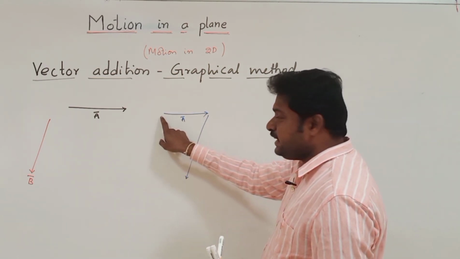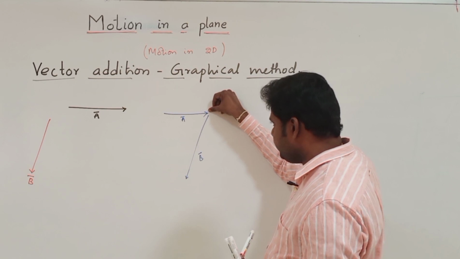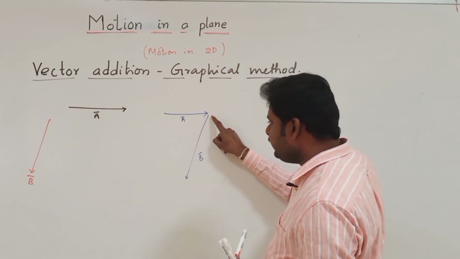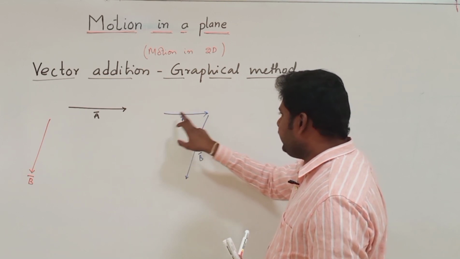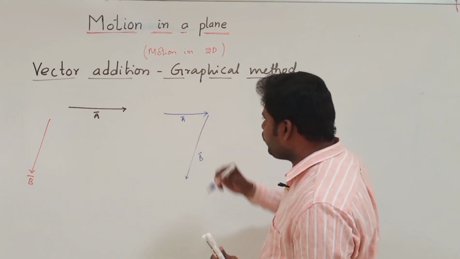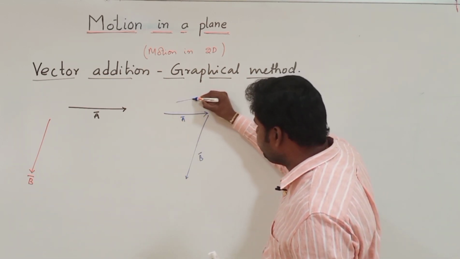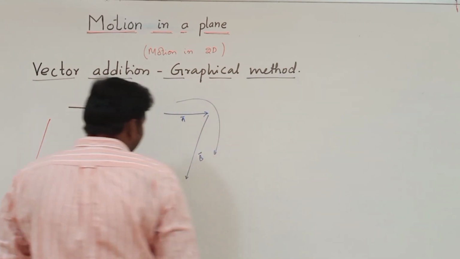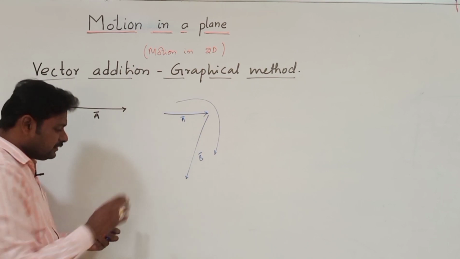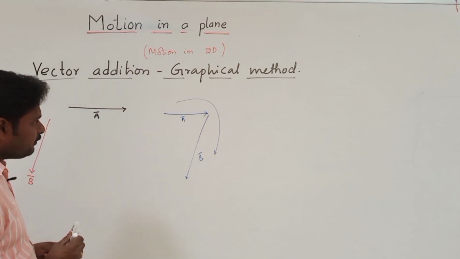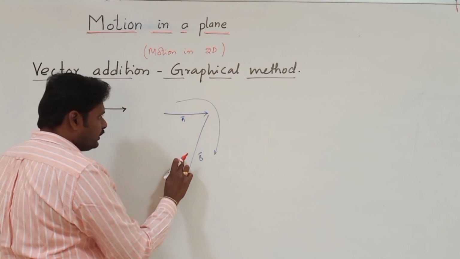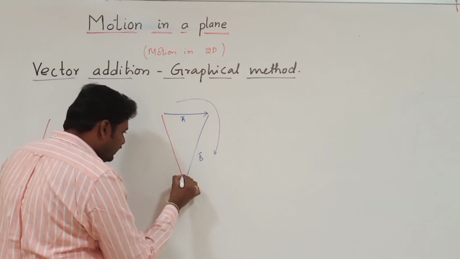See, this is the tail of A, head of A, and this is head of B and tail of B, and head to tail is there. You are going in forward order, A to B. Now, the resultant of this gap is there, but we should write it in reverse order. Forward, forward, this is called reverse.